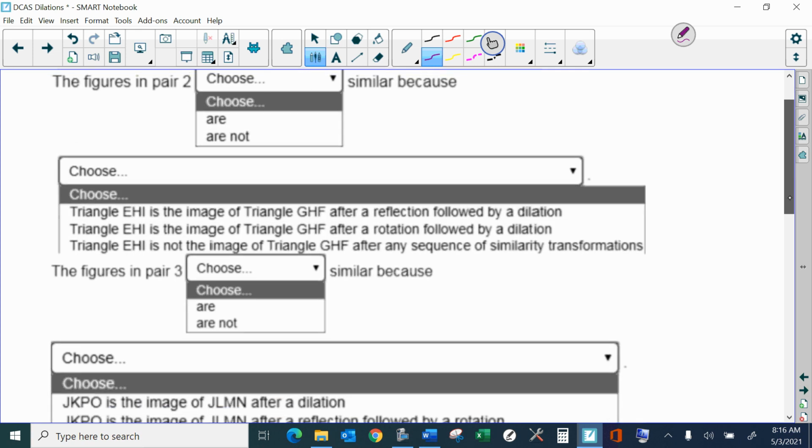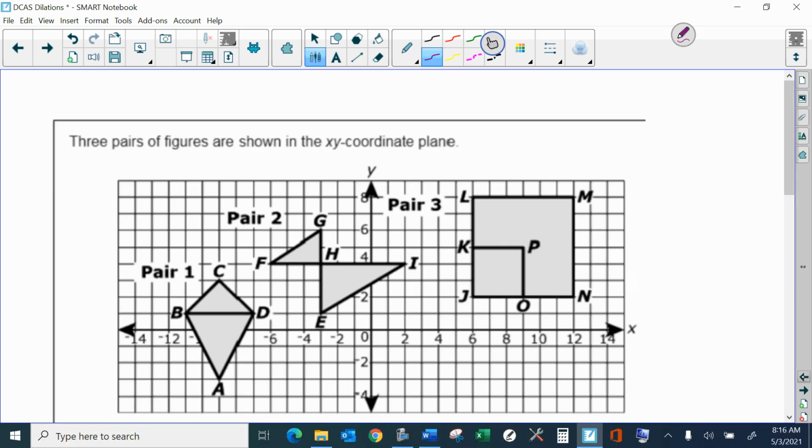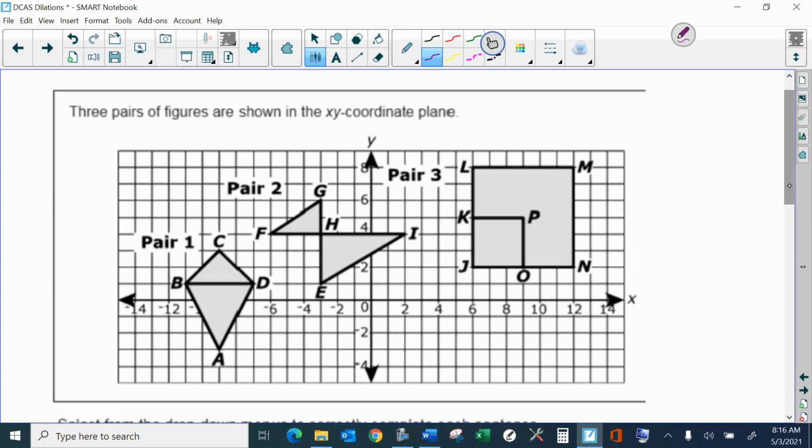Figures in pair 2. Are they similar? So go back. Look at 2. That distance is 2. That distance is 3. Or it's got to be the same ratio. So what is this distance? 1, 2, 3, 4, 5. And this is 1, 2, 3. Okay. So in order to be similar, that is the same ratio. Okay. So 2/3 is not the same as the 3/5. So that is not similar. Okay.